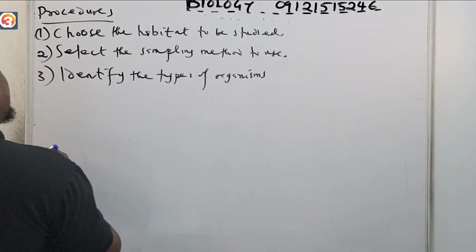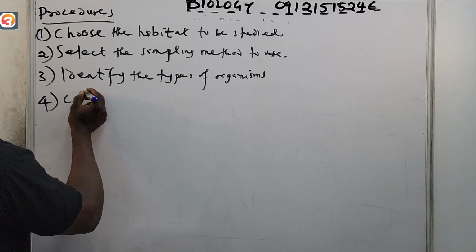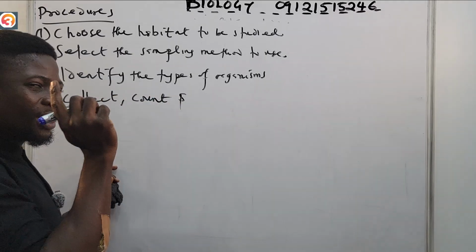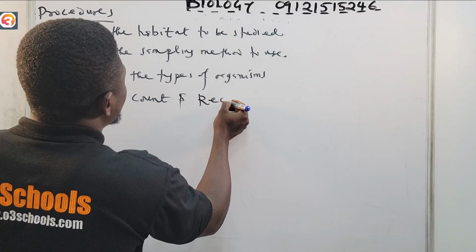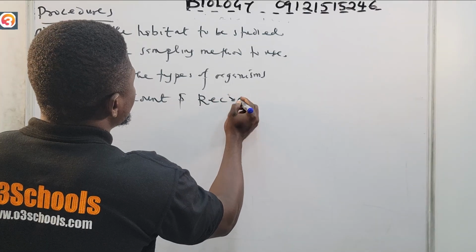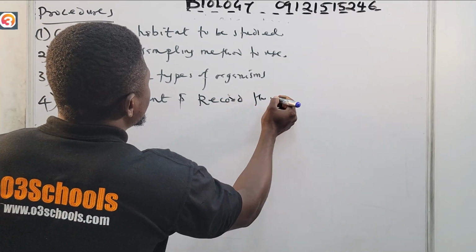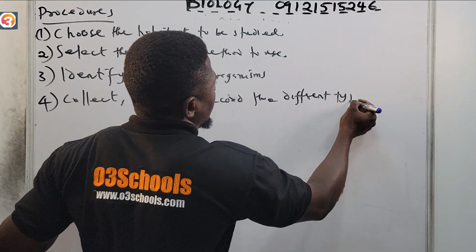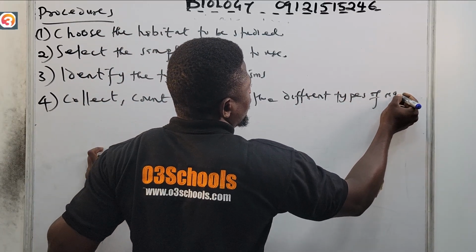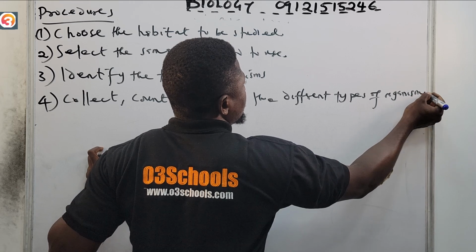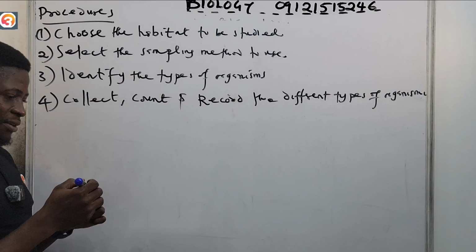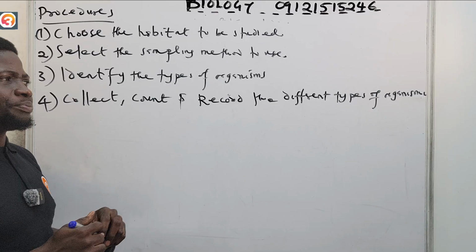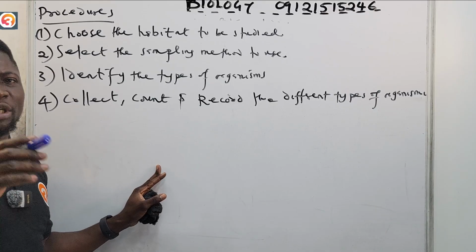Then number 4, collect, count, and very important, record the different types of organisms. So you collect, you count, and then you record the different types of organisms. Very important, because that is the major aim of population studies.